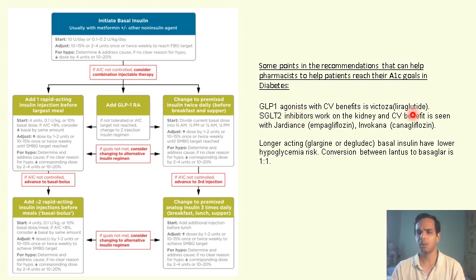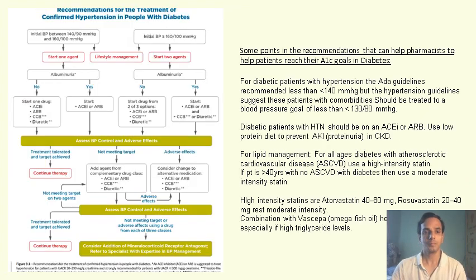And just to point out again, GLP-1s have CV benefits. An example is Victoza. SGLT2 inhibitors work on the kidney, and CV benefit is seen with Jardiance and Invokana, but Jardiance is better. Longer-acting basal insulins have a lower hypoglycemic risk and should be preferred. And a little bit on conversions, Lantus and Basaglar is a 1:1 conversion.